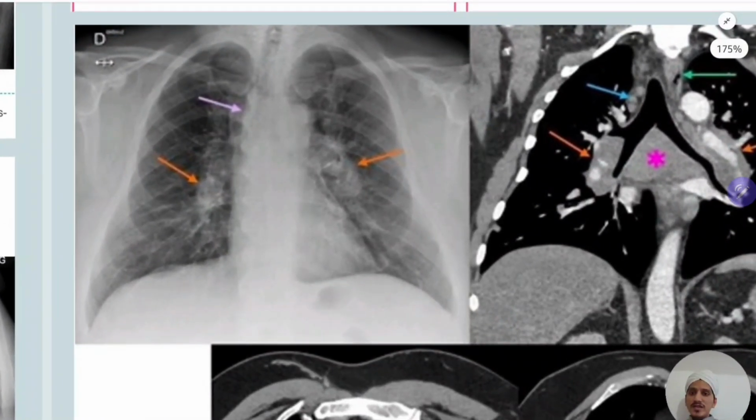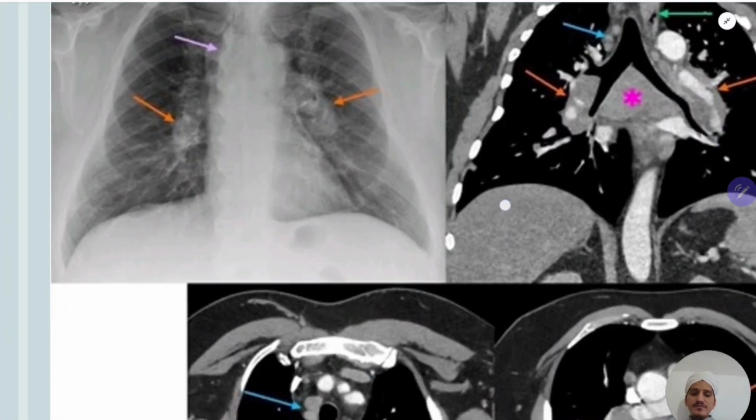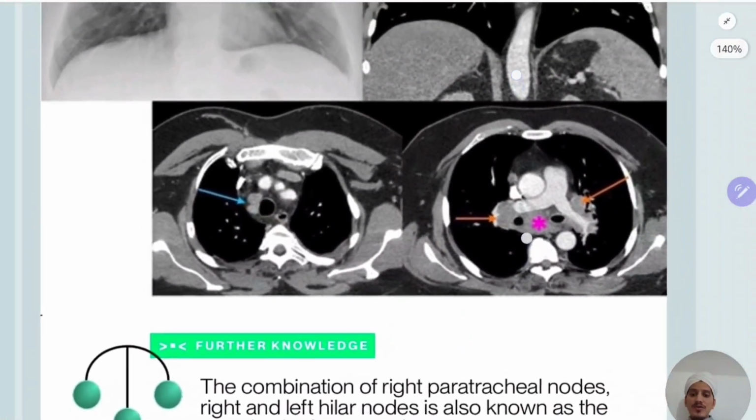One more thing you are able to see here is the right paratracheal stripe is enlarged, a bump here. So right paratracheal stripe is enlarged. It can be a mass, but it is not a mass. So it is right paratracheal lymphadenopathy combined with these three. So this is known as some sign. What is that sign? 1, 2, 3 sign or Pawnbroker sign.